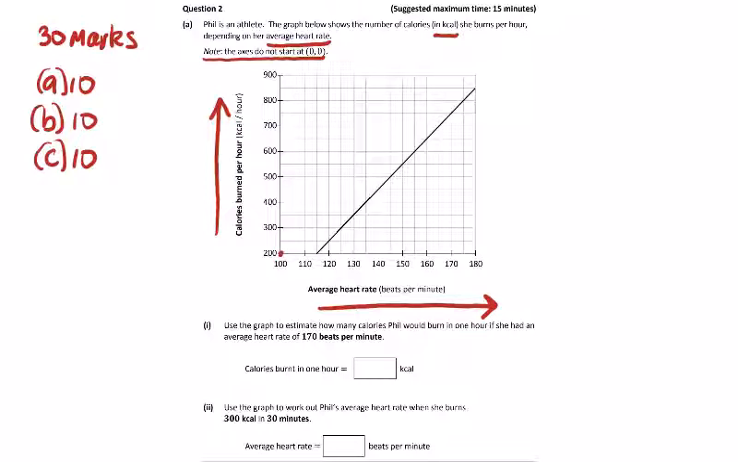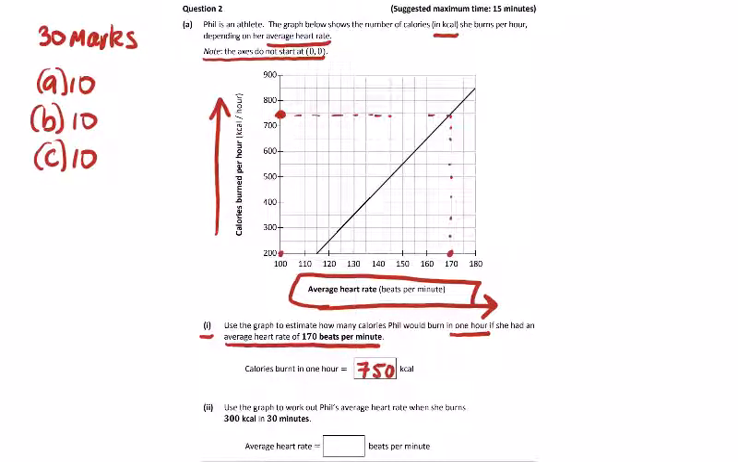Use the graph in part 1 to estimate how many calories Phil would burn in 1 hour if she had an average heart rate of 170. So we just double check which one is average heart rate. Let's see this one. We go to 170. We go up to our graph. Just doing the last few dots. Just double check it's on the same line. You're going to have your ruler against it. Then you put your ruler on this line here that we're going across, and you'll get to this middle part. 750 in here. Just double check and take your time. 750 in the box given.